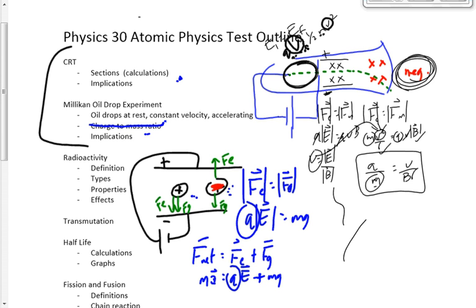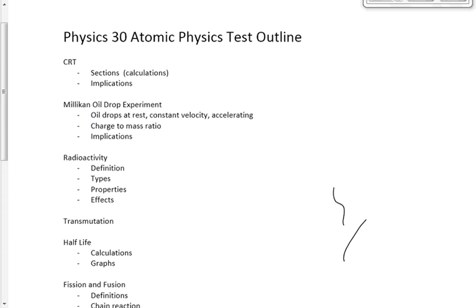Next, we talked about radioactivity. And this is kind of a break from the cathode ray tube and the Millikan oil drop experiment, where we're talking about the atom and specifically the electron within the atom. Here we're talking about nuclear decay. We're talking about one nucleus spontaneously decaying or spontaneously breaking up into some other kind of nucleus.